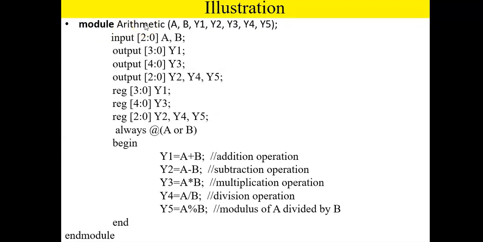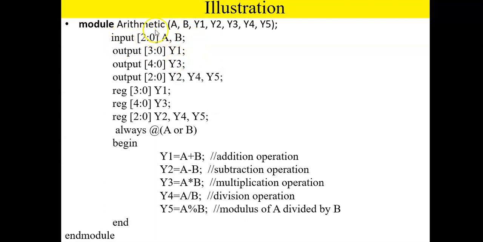The name of the module I have chosen is arithmetic. Here I have chosen some inputs, A, B, etc., and Y1, Y2, Y3. These are all outputs. Same as I have explained, the declaration of the input and outputs gives the directions of the input data, that is input [2:0].